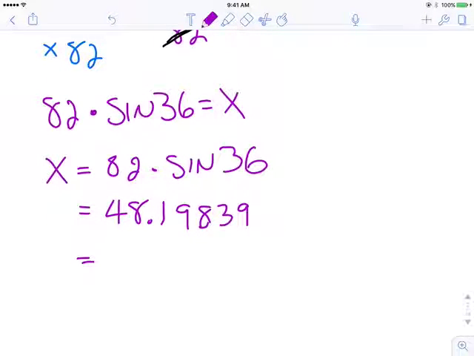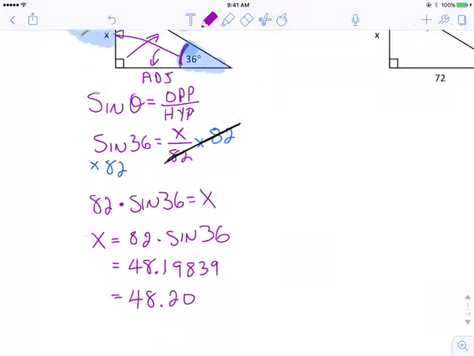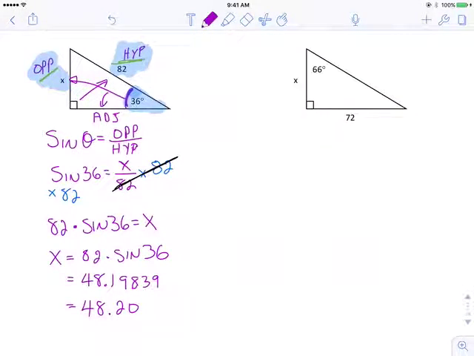This is a side measurement. The question does not tell us what to round to, so I round to 2 decimal places, 48.20, and if I had some units, I write down my units. That's one type of calculation that you would have to do. And again, depending on the side measurements that you have, will depend on which trig ratio you will use. But the steps will all be the same. The only thing that will change is whether you're using sine, cosine, or tangent.